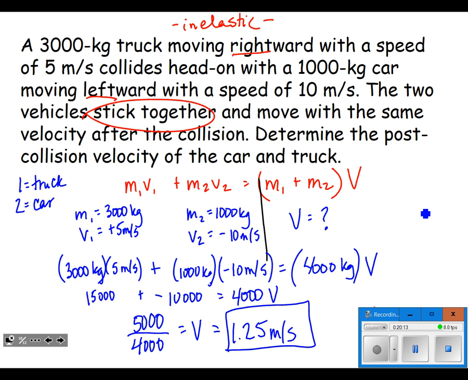Now, if I'm talking about the velocity and I said that right was positive and I wanted to know what direction this is going, this is going to the right as well because it's a positive value once I solve for it. Okay?